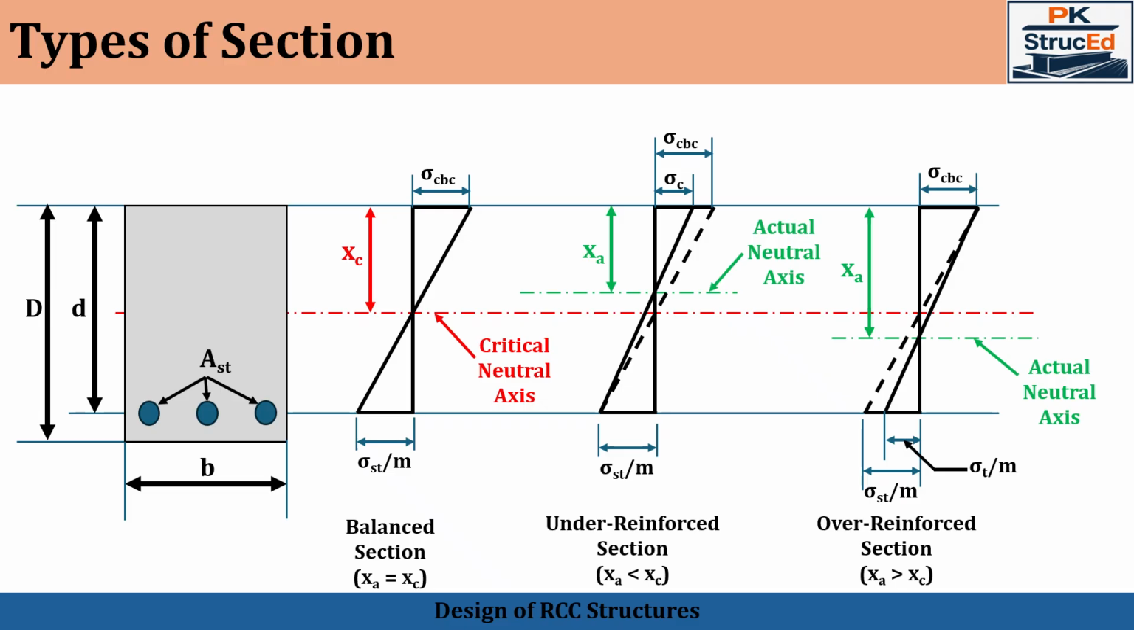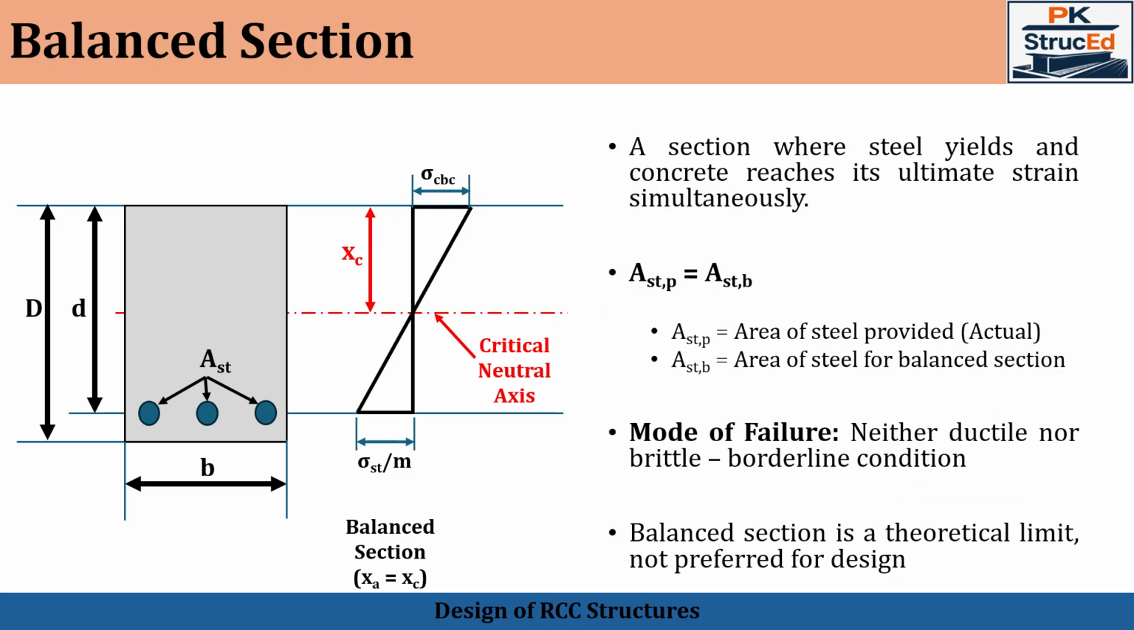In the under reinforced section, the actual neutral axis will move towards the compression side. Whereas in the over reinforced section, the actual neutral axis will move towards the tension side. Each type of section behaves differently under load and has a different failure pattern. Now let us discuss the balanced section.